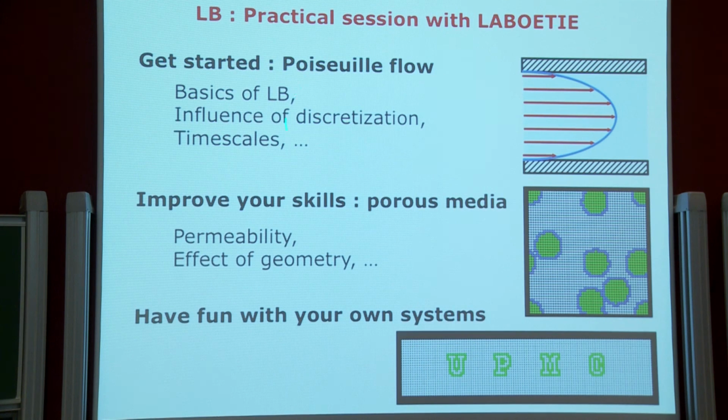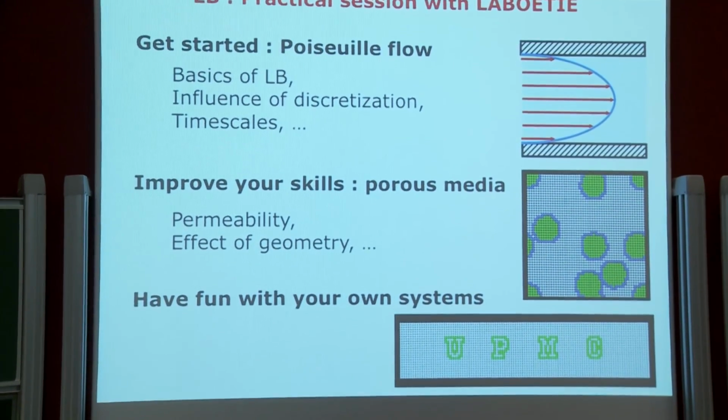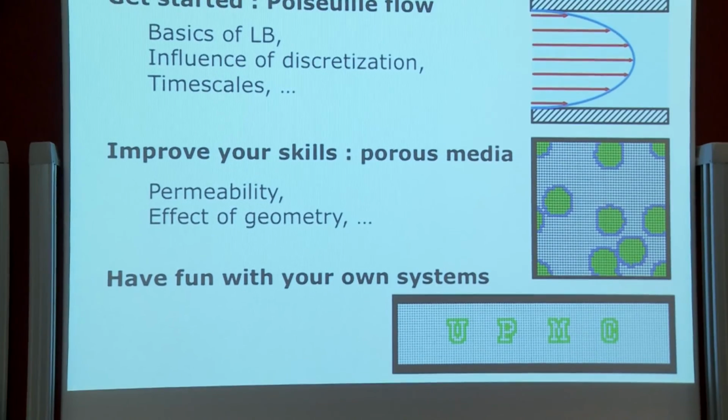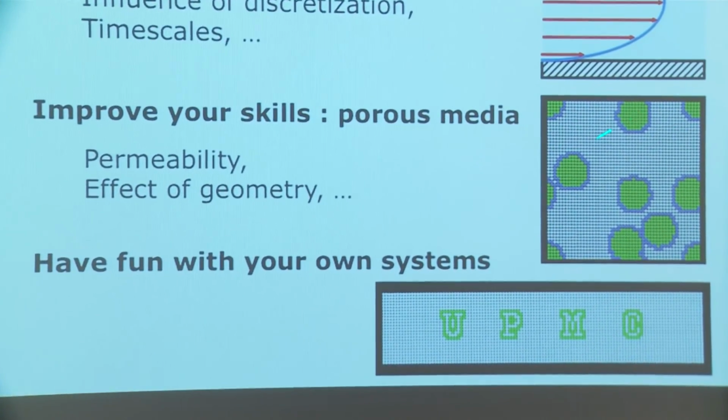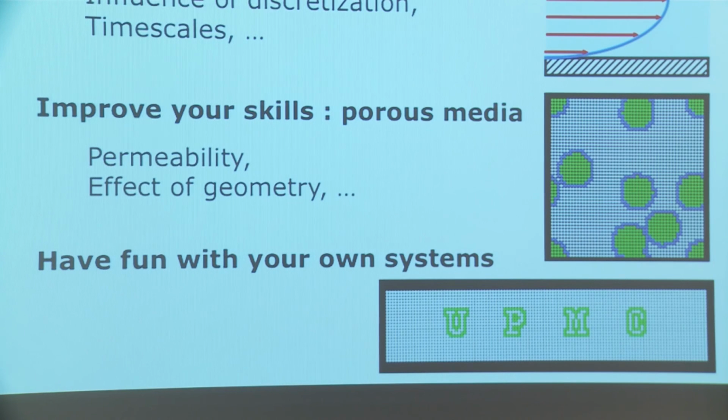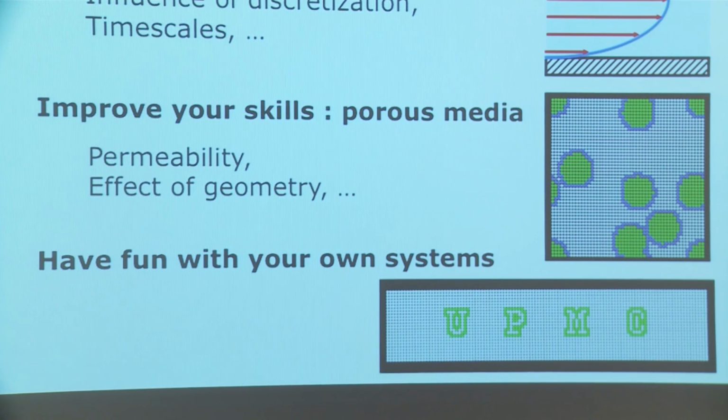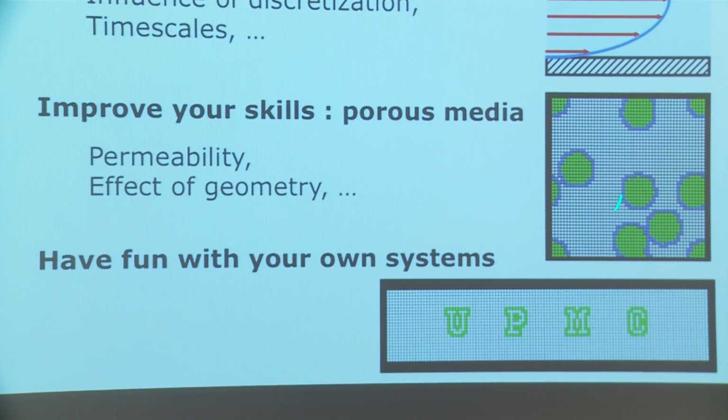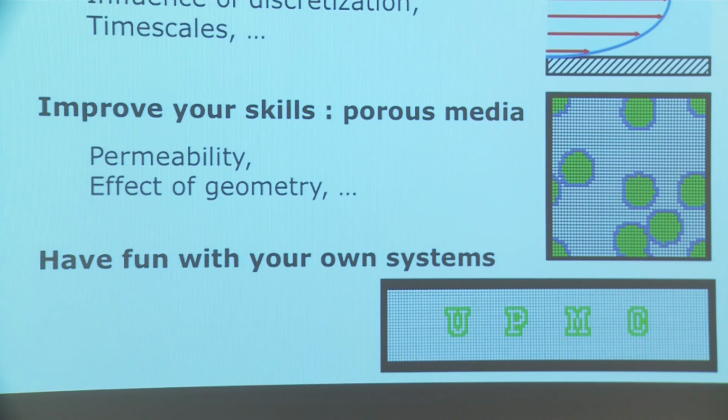Then once you are a bit more familiarized with the code and the method, you will have the opportunity to play with porous media and look at properties such as the permeability, which tells you essentially how the flux is proportional to the applied pressure gradient. And you will have a number of geometries to play with to look at how this permeability depends on how the obstacles are dispersed in your material. So this will be a simple model of a chromatographic column.